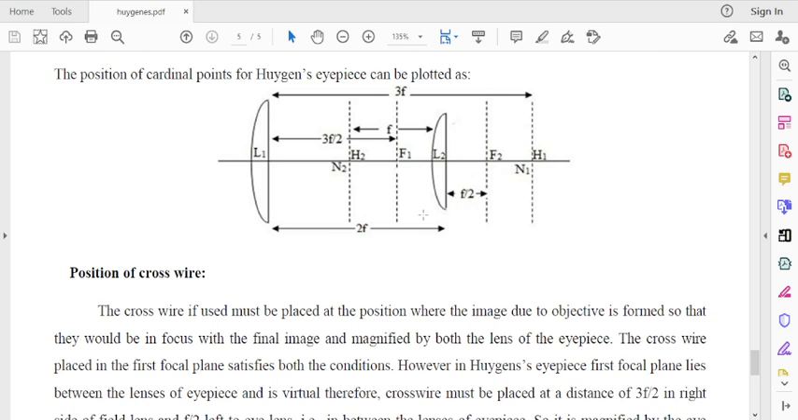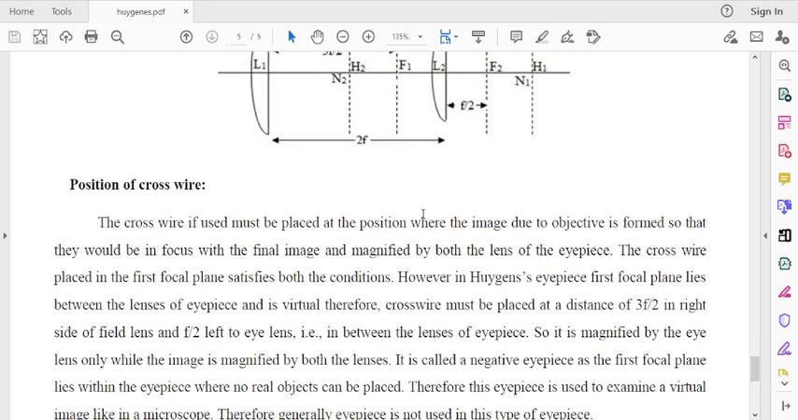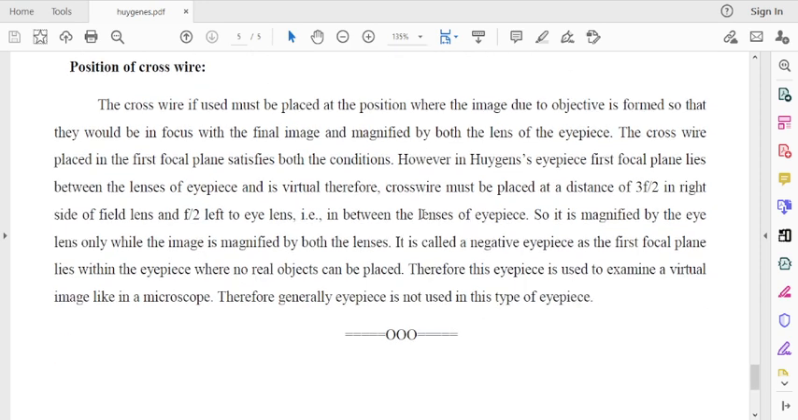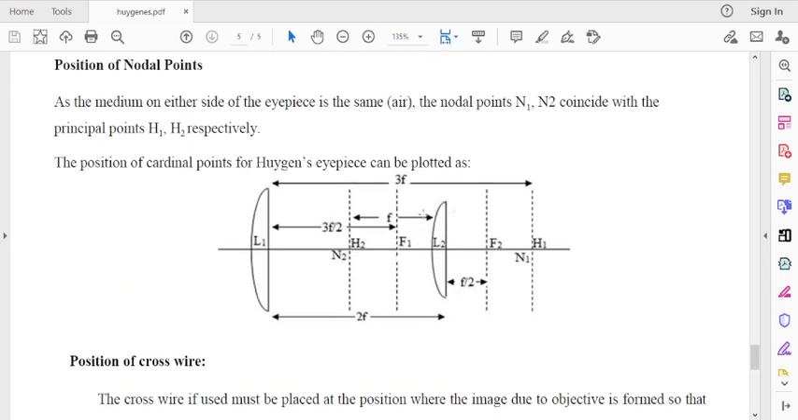We should have knowledge about this, and with this today we are going to finish the Huygens eyepiece. Next time we will see another eyepiece, that is nothing but the Ramsden's eyepiece.